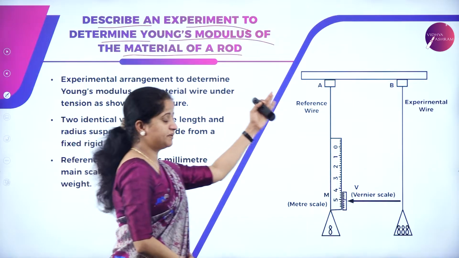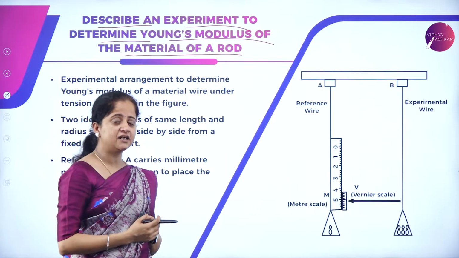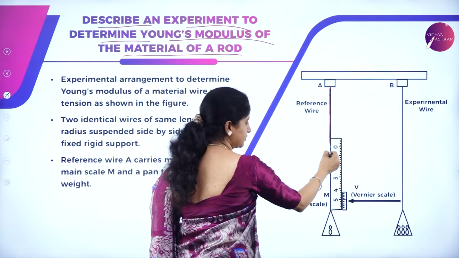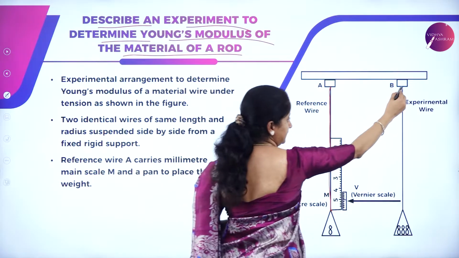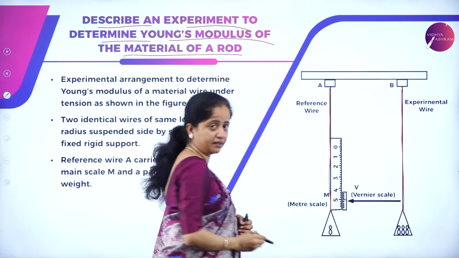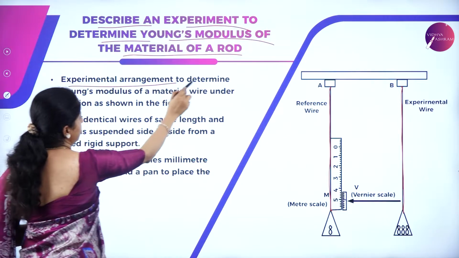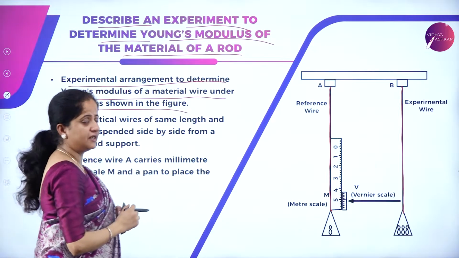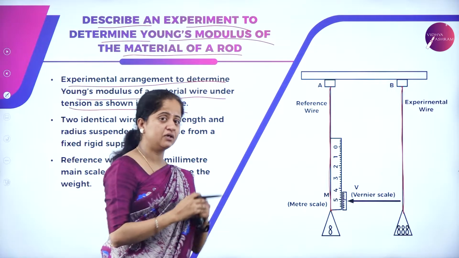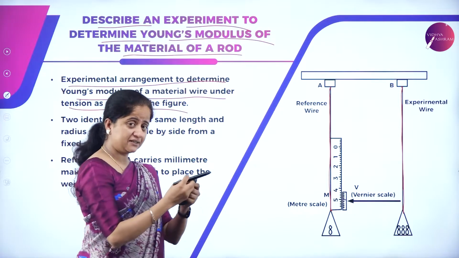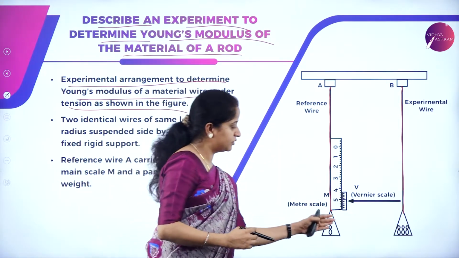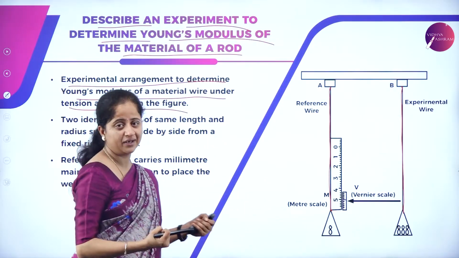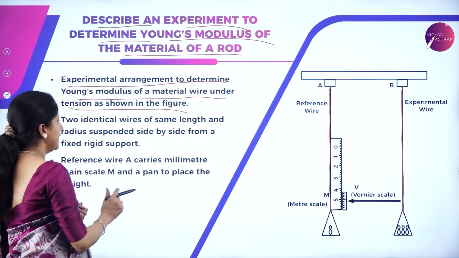So this is the experimental setup for determining the Young's modulus of a material. You can observe there are two wires. One is the reference wire, the other one is the experimental wire. The experimental arrangement to determine Young's modulus of a material under tension is as shown in the figure. What is the meaning of under tension? It is nothing but the stretching force. You can observe loads are attached to these wires, which creates tension in the wire.